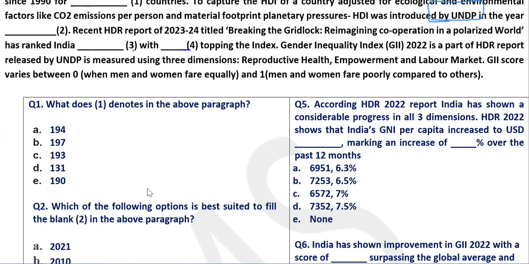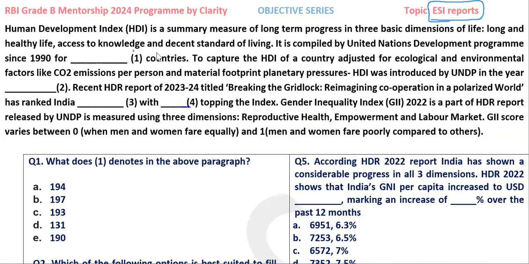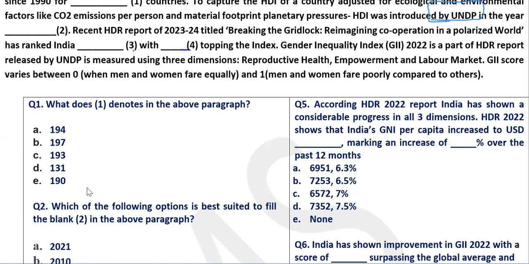Students, for how many countries is HDI given? It is option C, students. It is 193 countries. Clear? Option C, 193 countries. Next, let's see the second question.